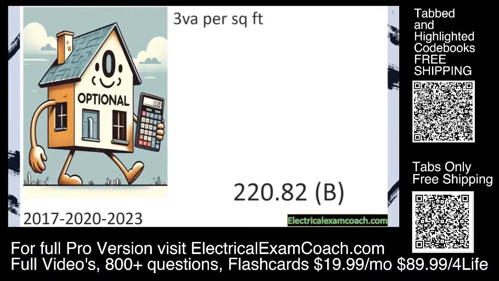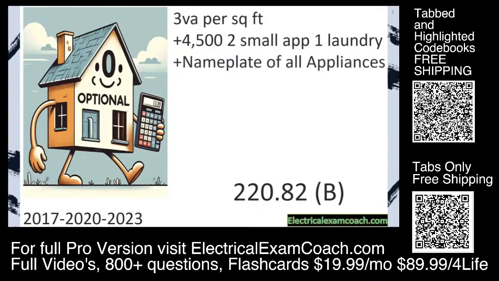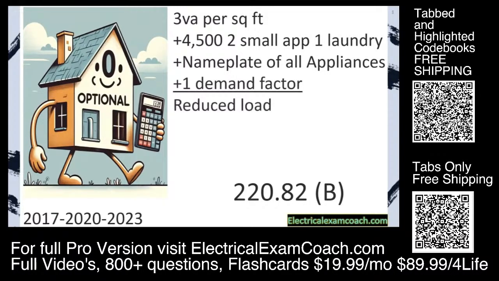We're still going to do our 3 VAs per square foot and our 4,500 VAs for our 2 small appliance and 1 laundry. Then we're going to take that and take the nameplate of all appliances, and we're going to apply 1 demand factor. Then that's going to give us our new reduced load.